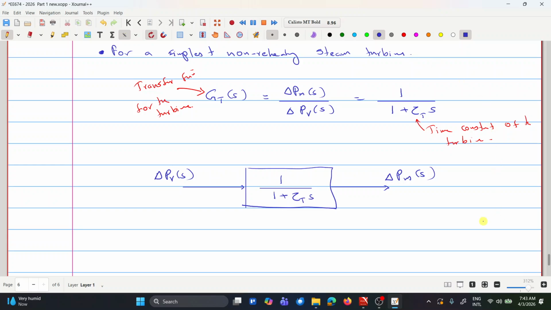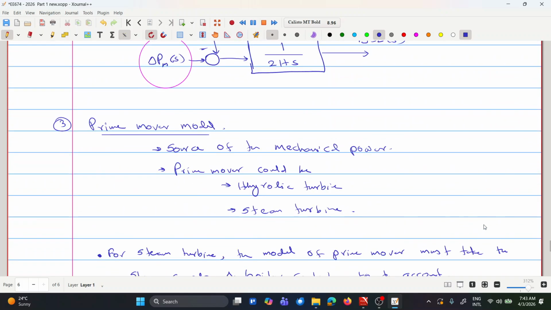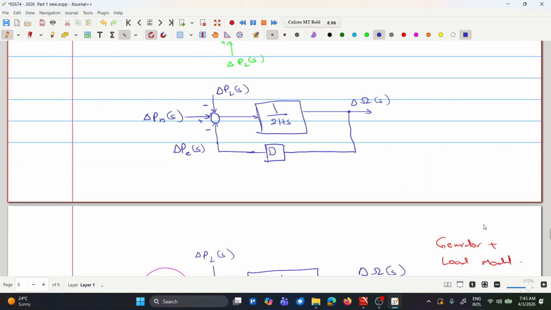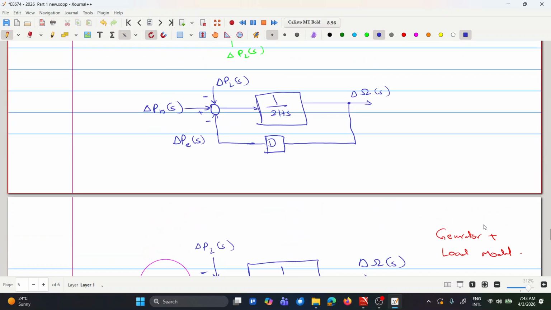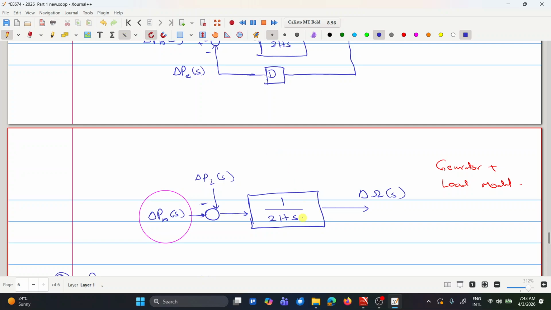And you can now extend your generator model, including the prime mover model as well. Sorry, here I think I have missed the plus D part. I'm glad that I went back. So when you combine that, you have that plus D. I missed that part, so please note that.